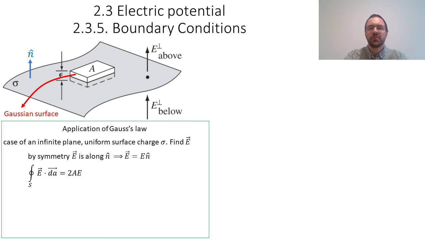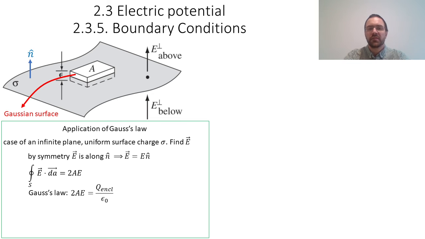Then we can write the flux of E out of this pillbox. The electric field is in the n hat direction, so it is perpendicular to the top and bottom area. The flux through the top and the flux through the bottom are equal, so the integral is 2AE. And note that there is no need to consider the flux through the sides of the pillbox, because in the case of the infinite uniform plane, E is along n hat, so it contributes no flux through the sides, even if the box is very tall.